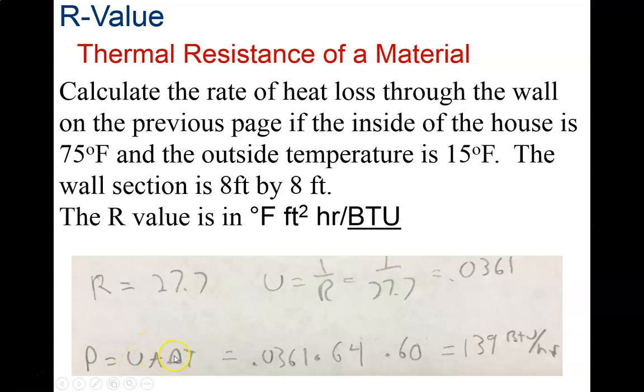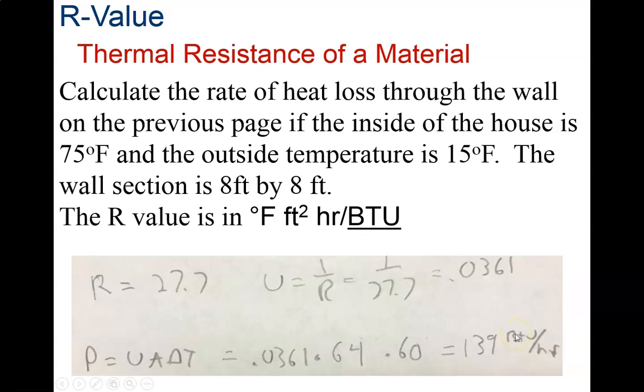And we stick that into our equation. 64 is because we've got an 8 foot by 8 foot section, so that's my area, 8 times 8. And then my degrees Fahrenheit is the difference between the 75 and the 15. And we get that we're losing 139 BTUs of heat per hour. So that's another way to talk about thermal energy, is in BTUs instead of joules.